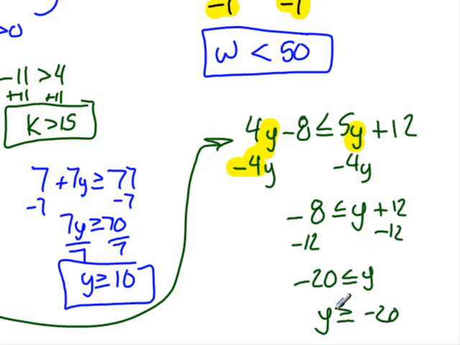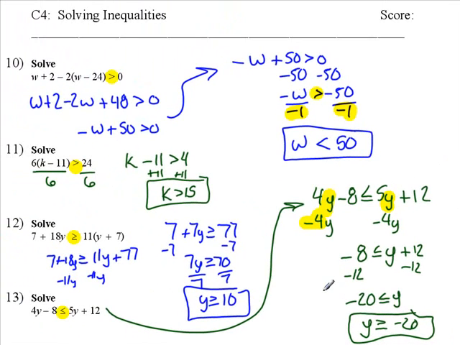Remember, this says y is bigger. This still says y is bigger. Make sure they say the same thing if you take that extra step to turn it around. And that's numbers 10, 11, 12, and 13.